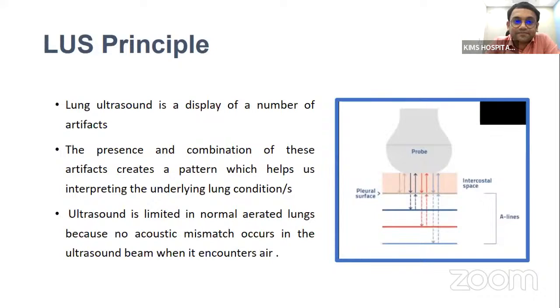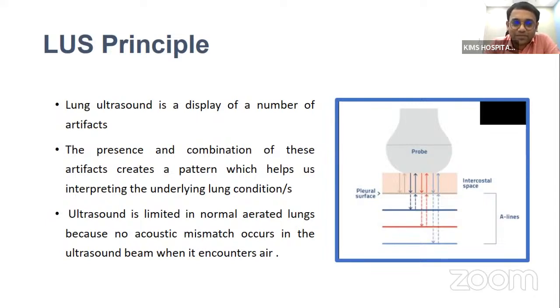Compared to the ultrasound of various other organs, lung ultrasound is not an exact depiction of the anatomy of the particular structure. Like when you're doing an ultrasound of the brain, we see the status of the structure of the brain and we can identify abnormalities. However, in lung ultrasound, we are not actually seeing the normal anatomy of the lung because the ultrasound waves are reflected by the air present in the lung. So what we are seeing is actually artifacts. Lung ultrasonography is actually the display of a number of artifacts.